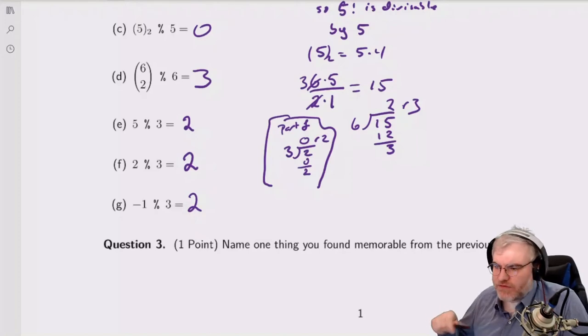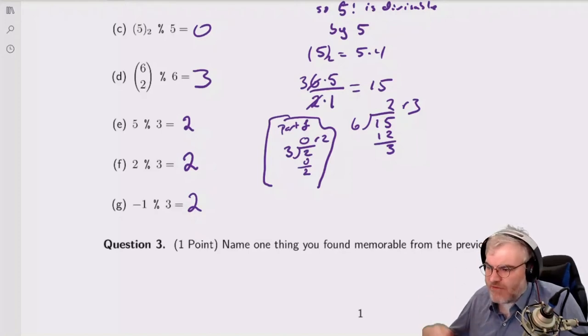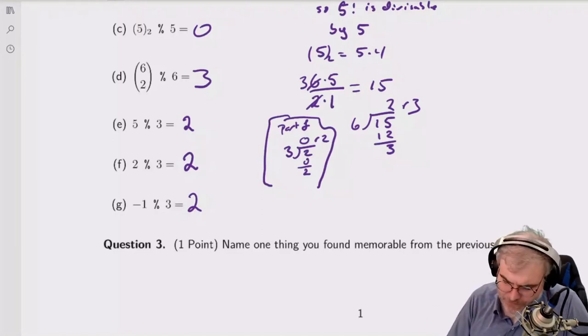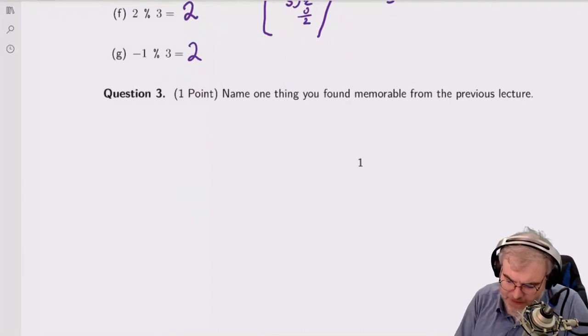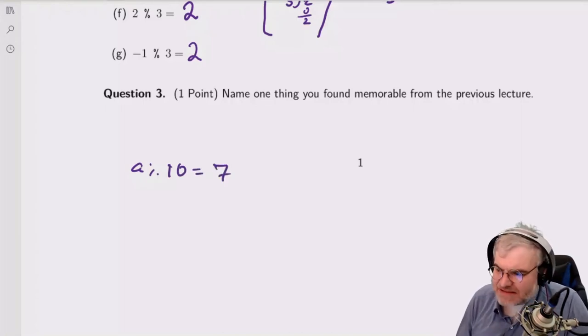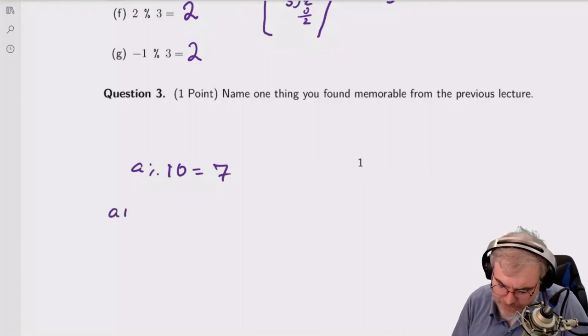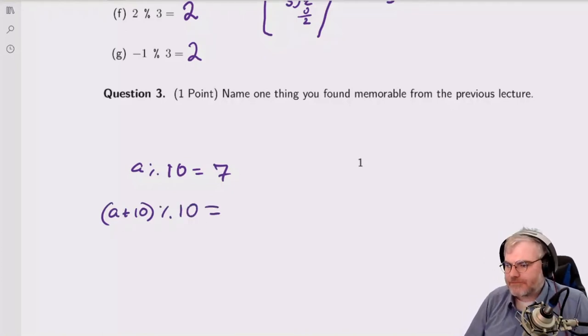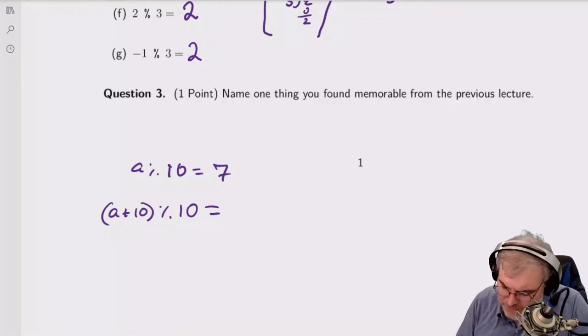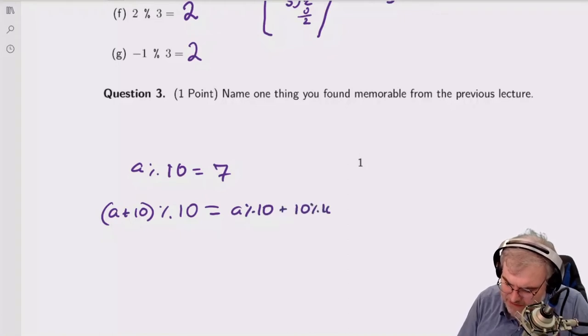And if you look at the algorithm, you can actually see that. Okay? So the way the algorithm works, right? If I have a remainder of 7, so let's look at this. If A mod 10 equals 7, and then I add 10 more to it, what happens if I add 10? Well, remember that this is distributive. So this is the same as A mod 10 plus 10 mod 10, which is the same thing as 7 plus 0.